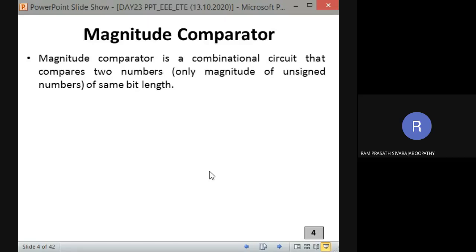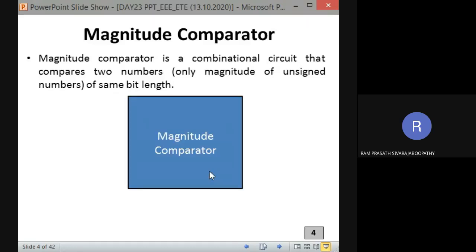If I am saying data A has n bits, what must the size of B be? N bits only. So two n-bit numbers we can compare. Fine. So we will see the block diagram of a magnitude comparator, then we will go with the design. A and B are the inputs, each an n-bit unsigned number.